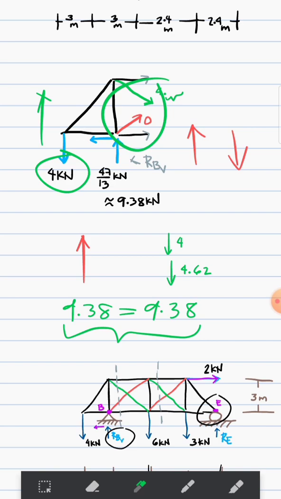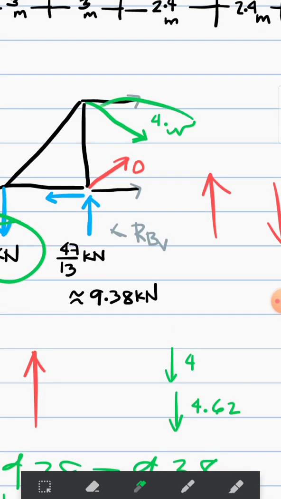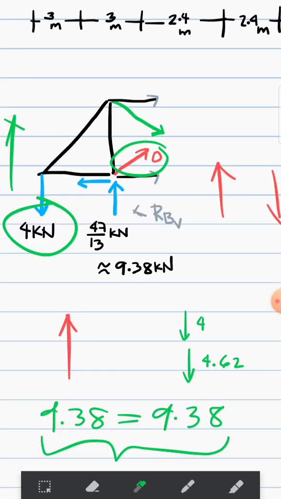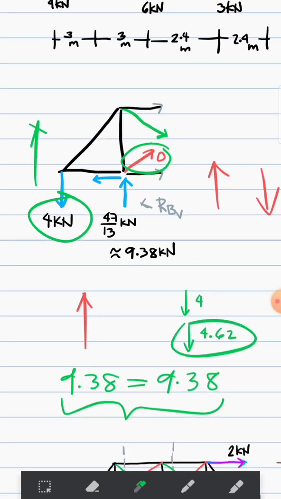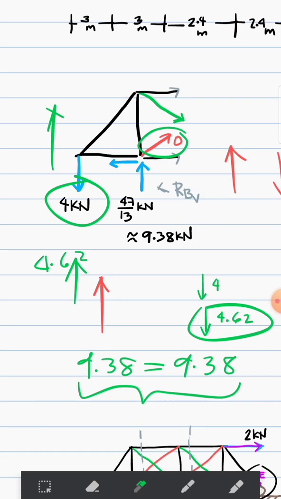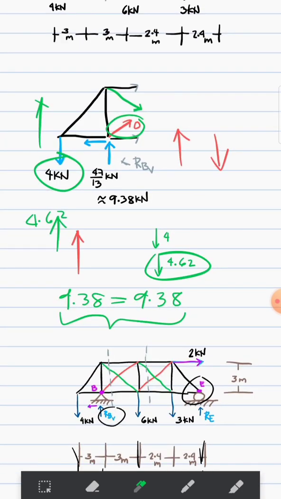And which among these cables carries a downward force? Turns out that this cable above is the only one that carries a downward force. Because otherwise, if we let this carry that 4.62 load, then it will add another 4.62 here, and it will become 13 point something. And here we only have 4. So it's wrong. It will not be in equilibrium.